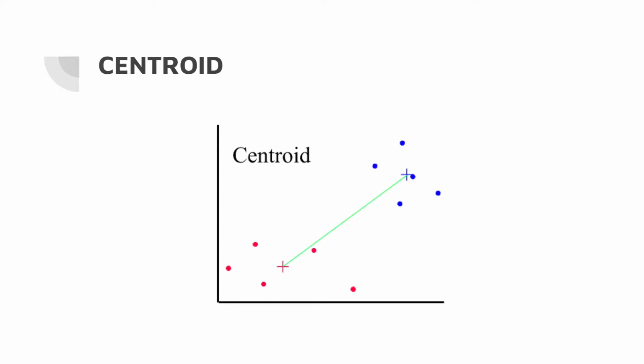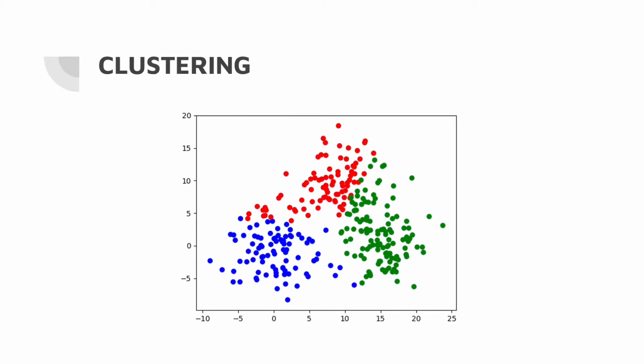So the particular value which is near to all those different values, that first value is called the centroid. If you're making two clusters, it will have two centroids. If you're making three clusters, we'll have three centroids. Okay, this is the mechanism of how clustering works.